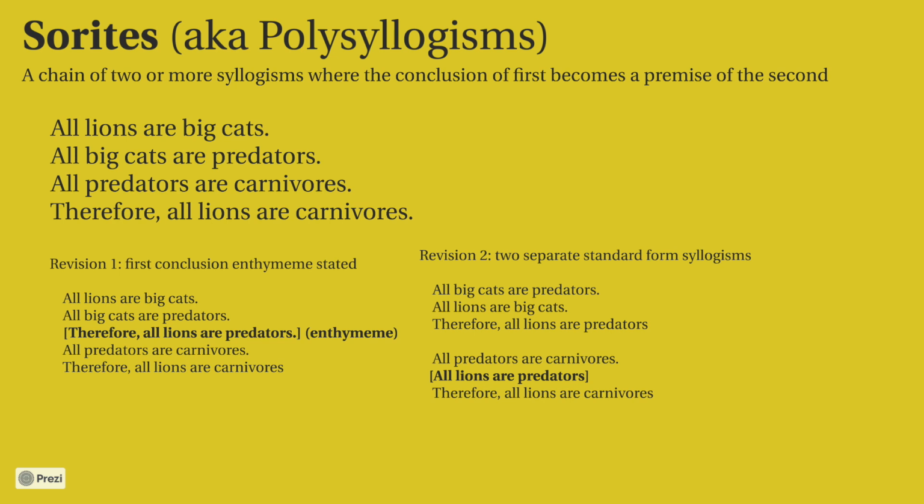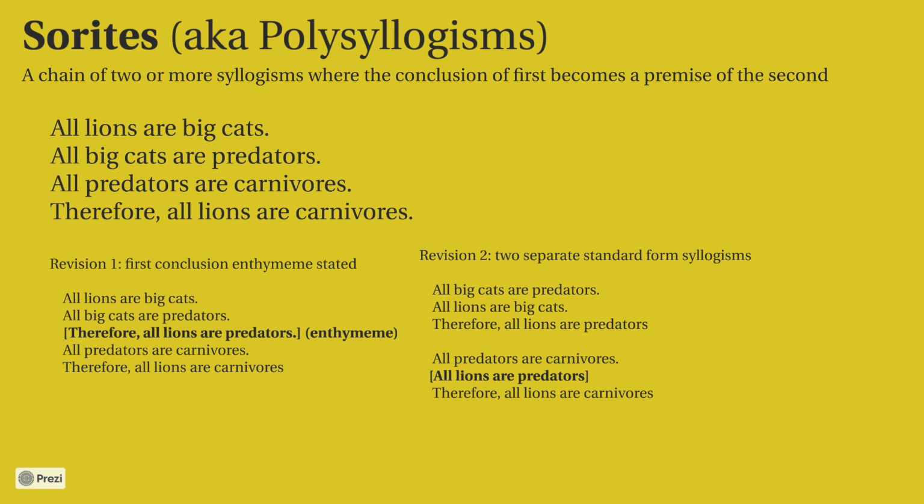But we have another problem, don't we? Now that we've identified the first argument, what remains of the second? All predators are carnivores, therefore all lions are carnivores. Well, that in itself is not a complete argument. Moreover, there is only one term that is shared between this argument and the prior, and that is our P term, predators. So we have some revising to do.